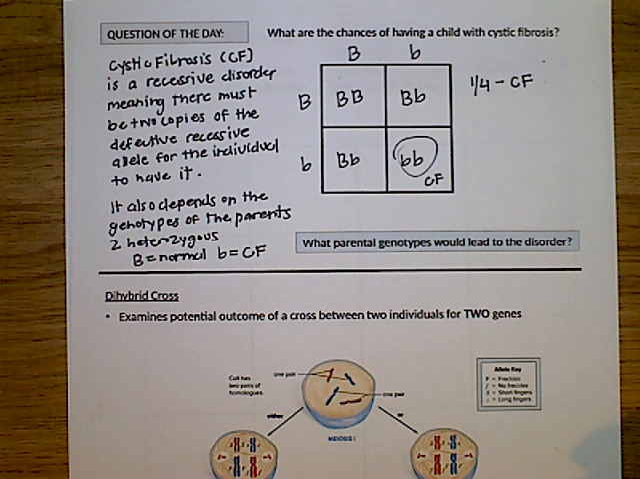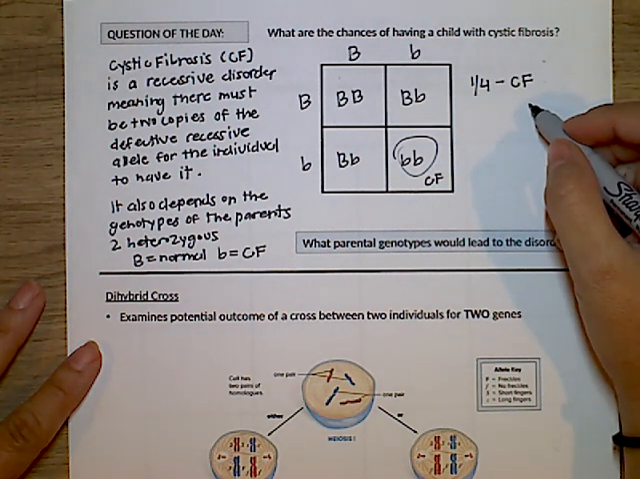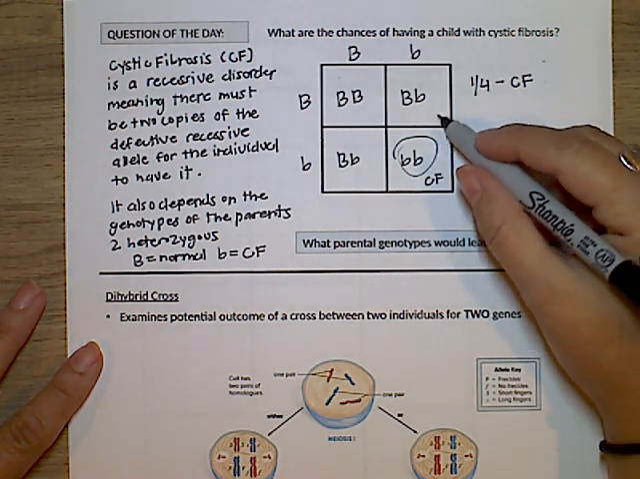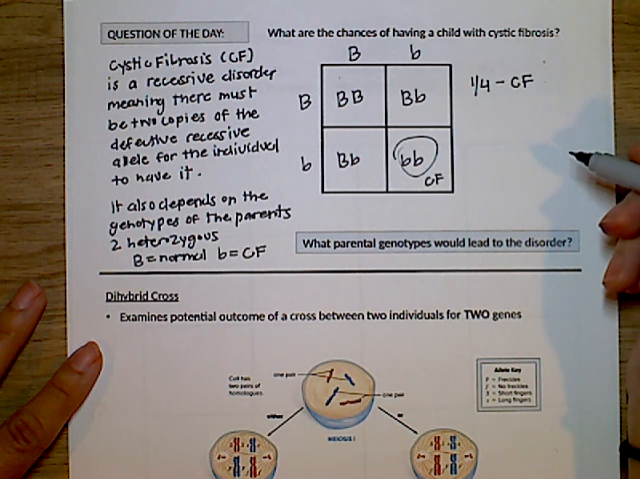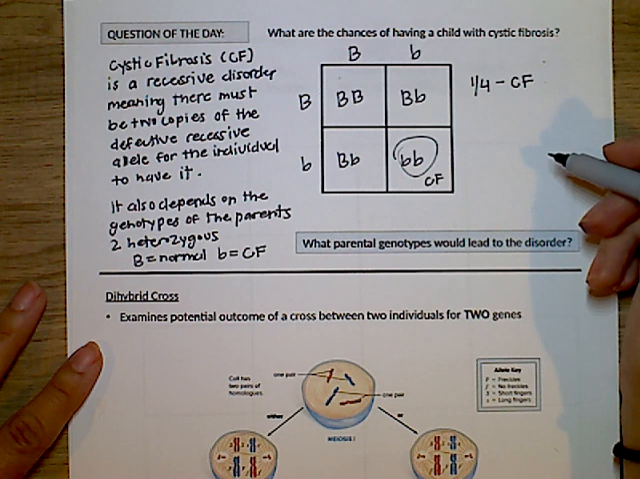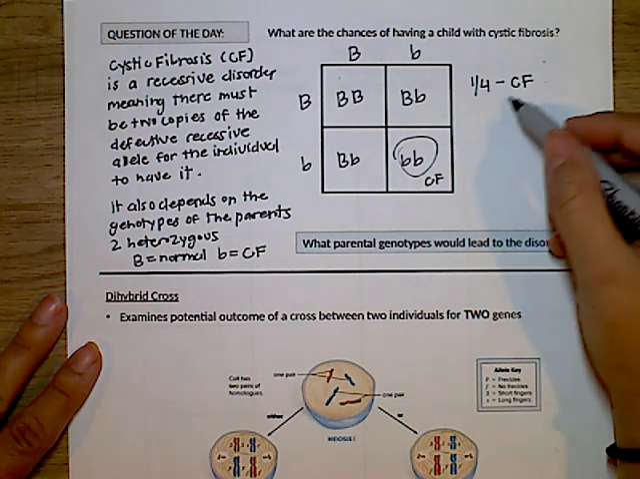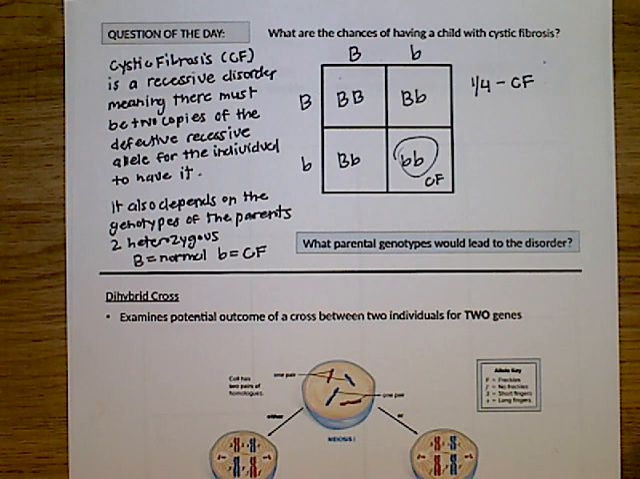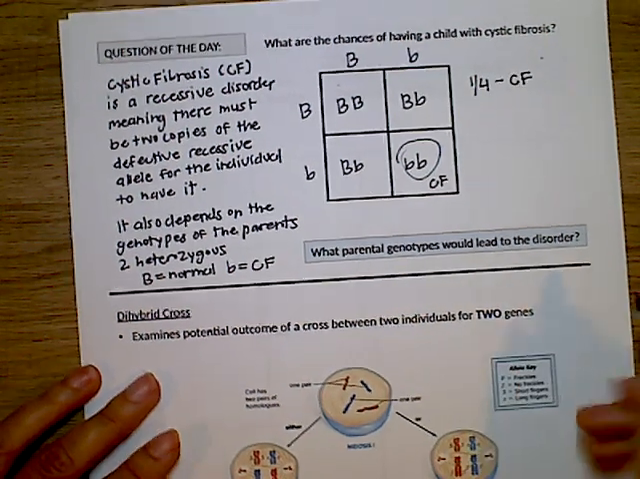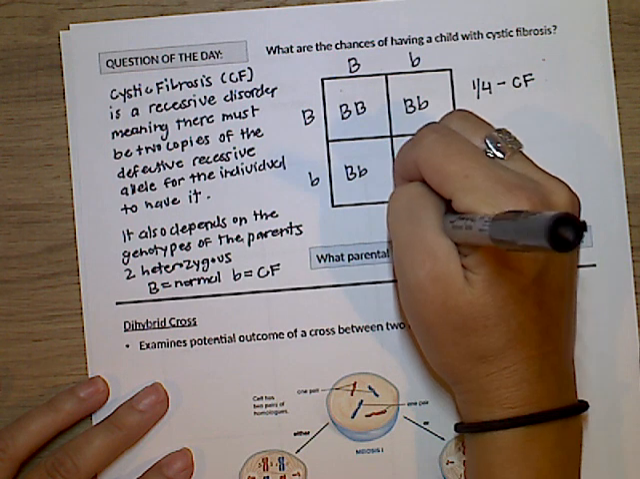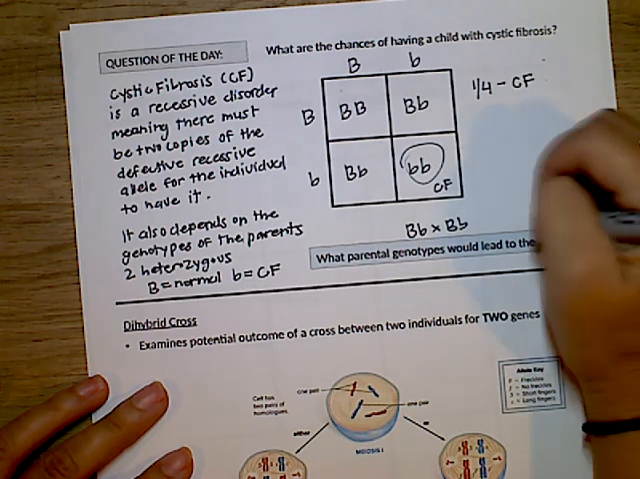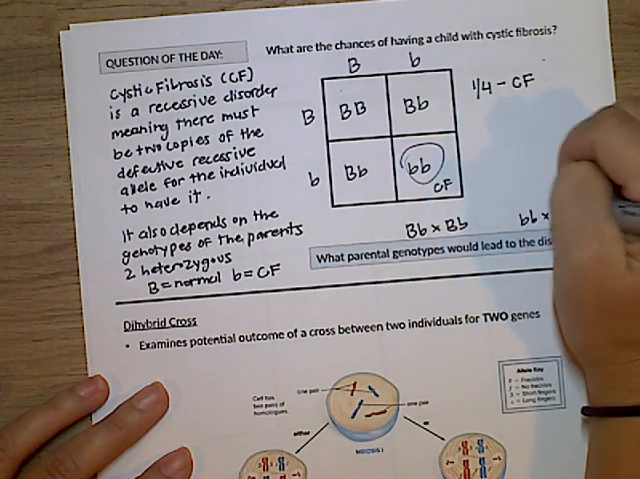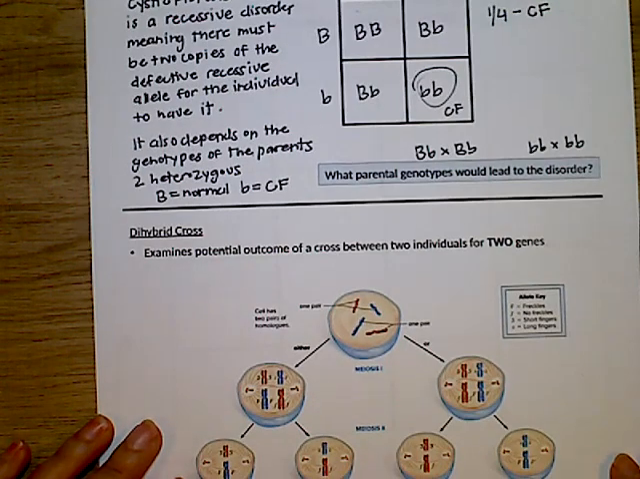And something to remember, let's say they have one child and they have cystic fibrosis. That doesn't mean they can have three more and guaranteed not have cystic fibrosis. Like this resets with each new offspring. So every single time that they have a child, there's going to be a 25% chance that that child will have cystic fibrosis. So what parental genotypes could lead to the disorder? Big B, little b, two heterozygous, or like I said before, if both of the parents have cystic fibrosis, that will lead to the disorder as well.